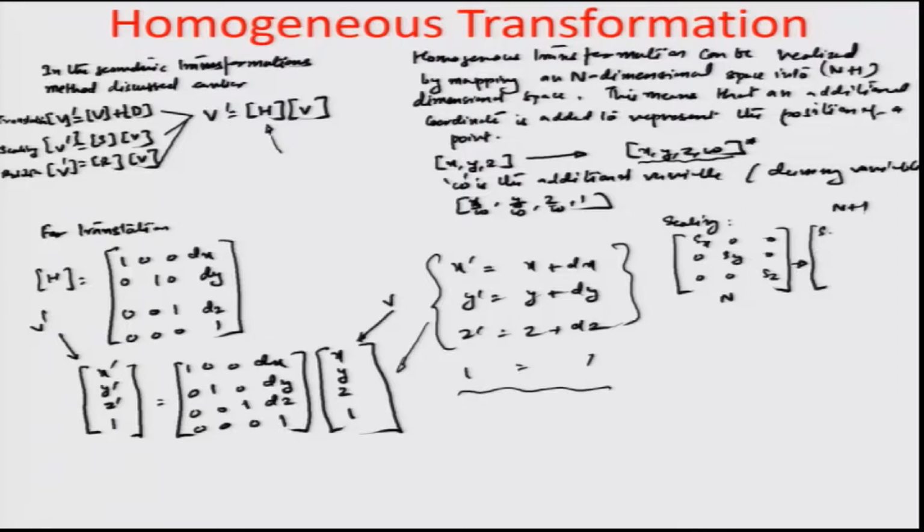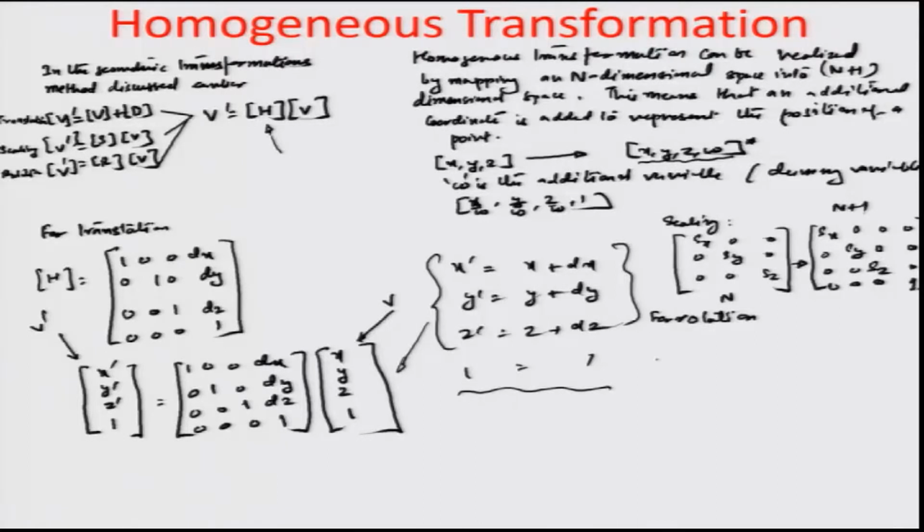So, this will now be s x 0 0 0, 0 s y 0 0, 0 0 s z 0 and 0 0 0 1. This is how the scaling matrix would transform. Obviously, the dummy coordinate here also will not change after the scaling operation has been executed. And for rotation, again we have 3 different matrices in place.